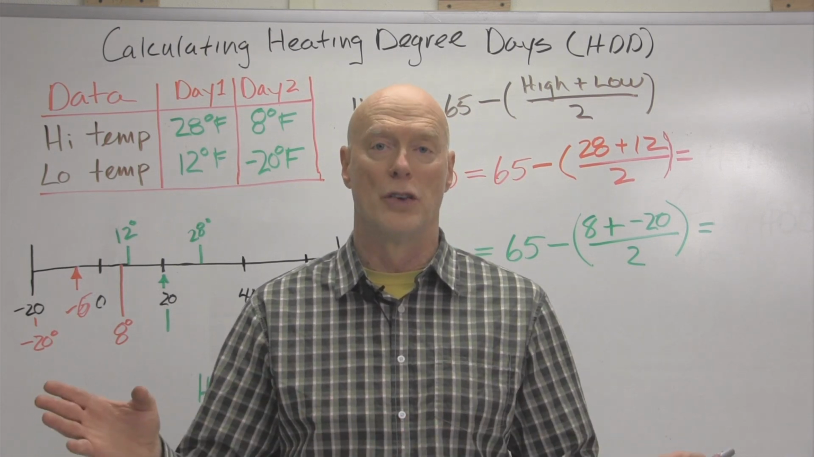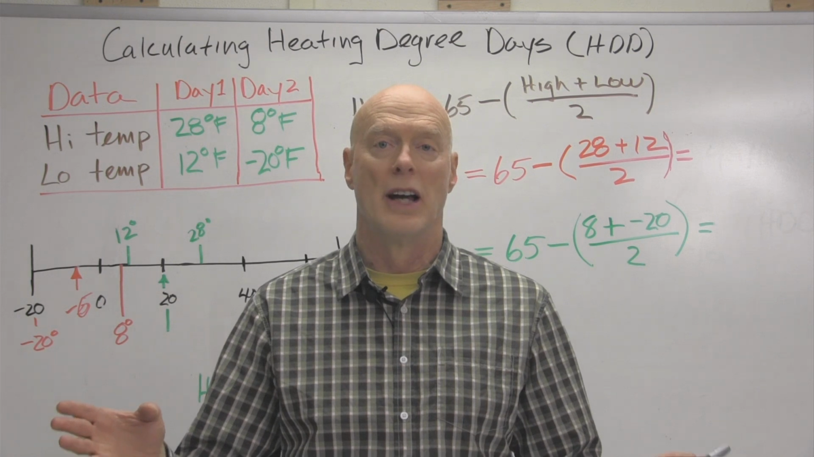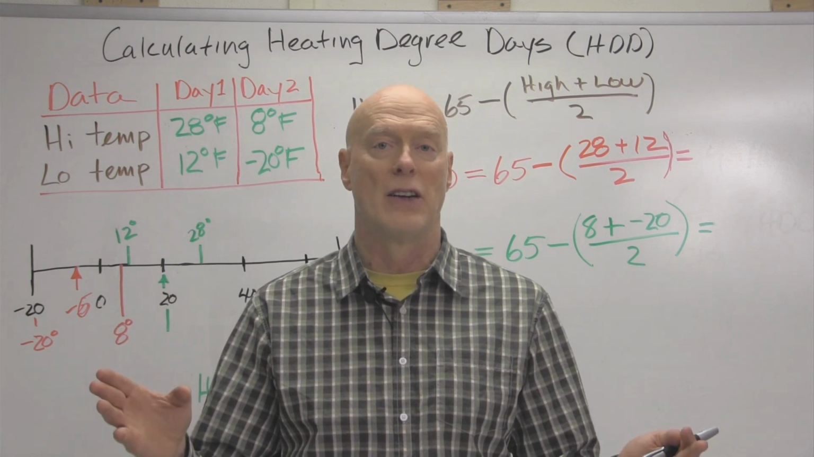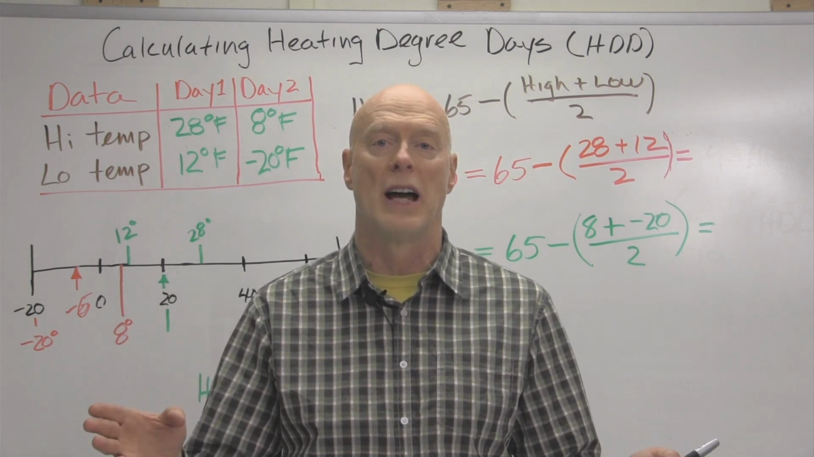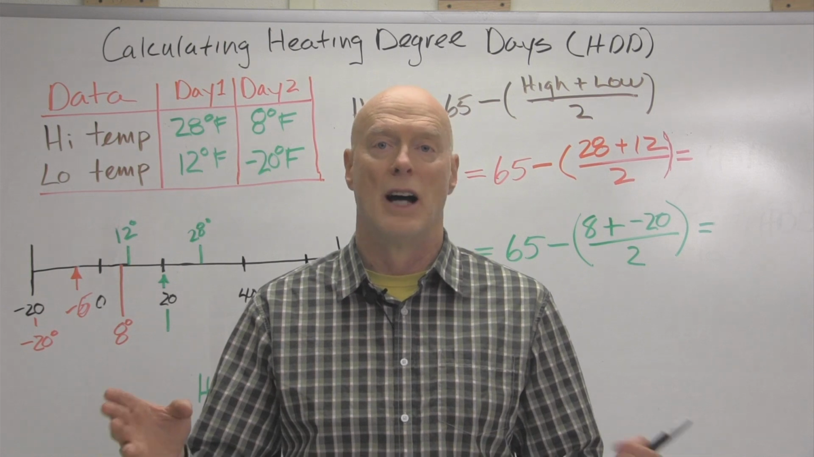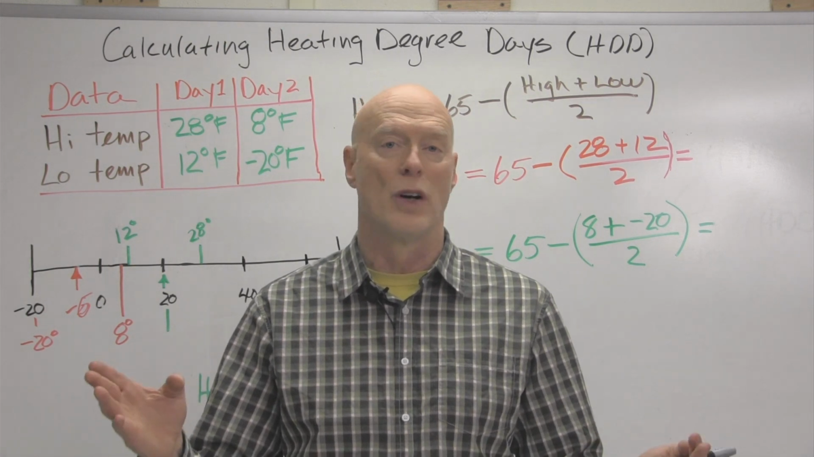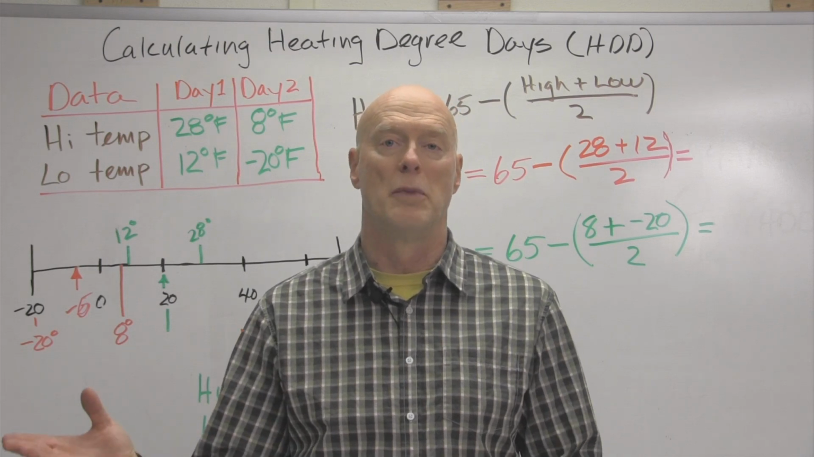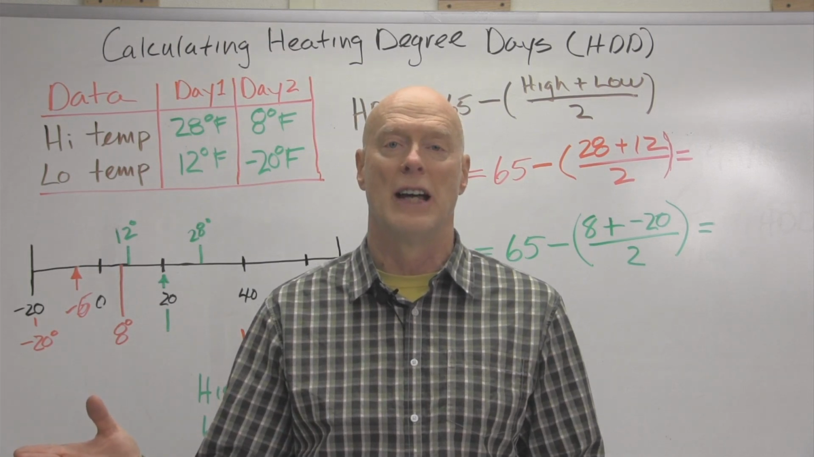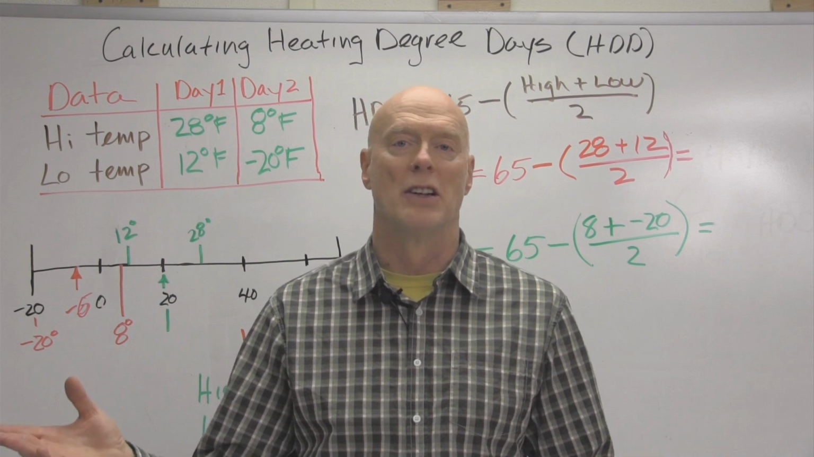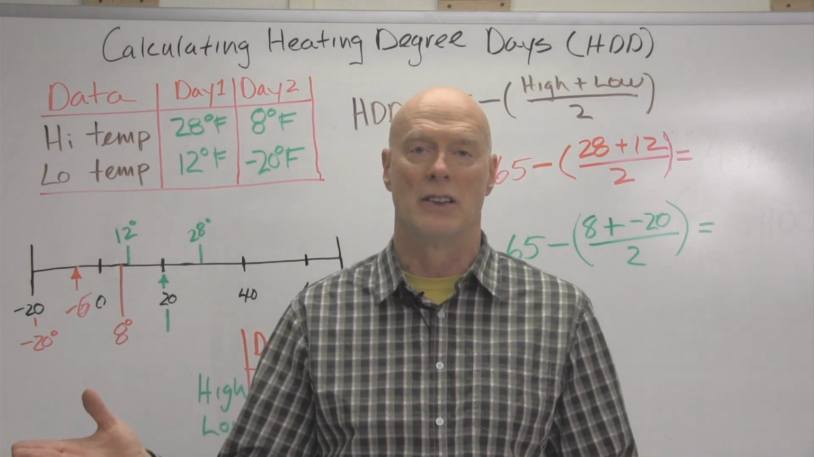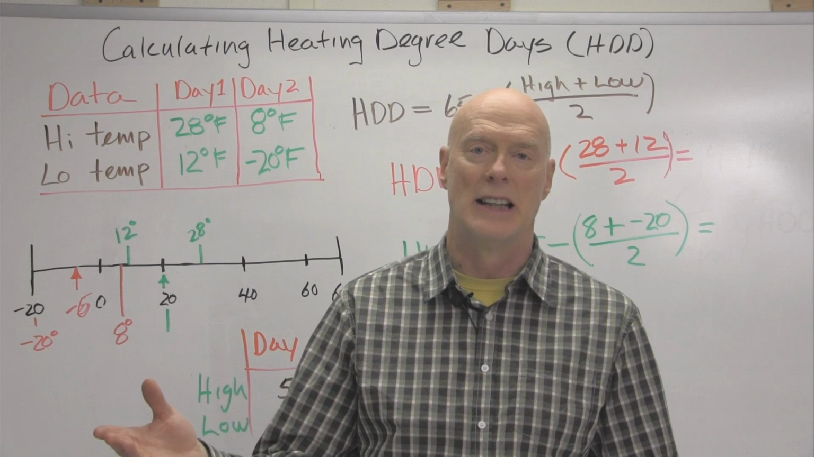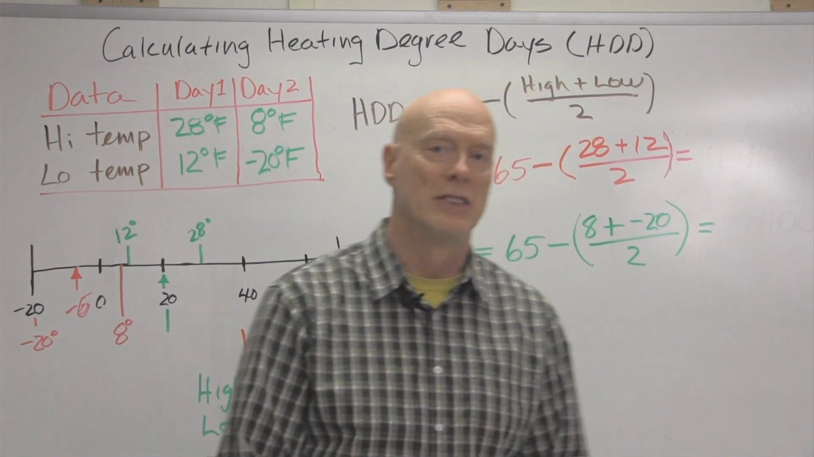You add all those up for all the days of the winter, and you get a number like 8,000 heating degree days, which is what we have here in Helena, Montana. Up in Fairbanks, Alaska, it's 14,000 heating degree days. They're much colder. St. Louis would be about 5,000 heating degree days. Miami might only have 1,500 heating degree days. You get the idea. Let's work a couple of examples.